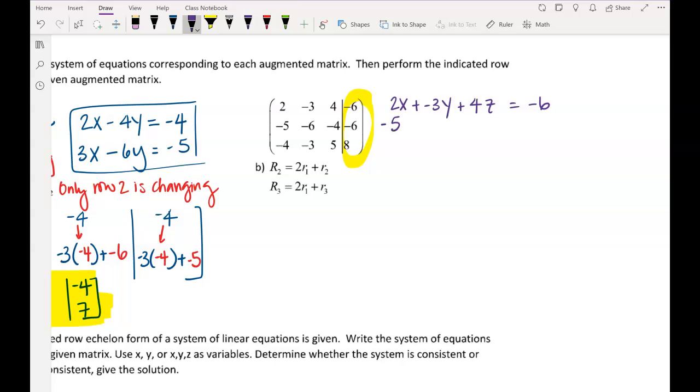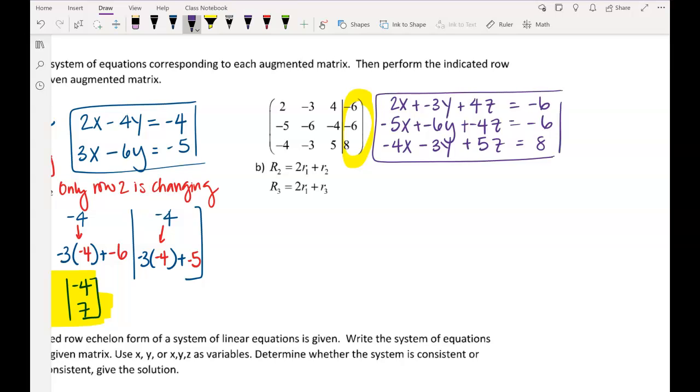This is now negative 5x plus negative 6y plus negative 4z equals negative 6. And yes, you can just go straight to negative 5x minus 6y minus 4z. You don't need to do a plus and then a negative, okay? Then your third equation is negative 4x minus 3y plus 5z equals 8. Box that up because that is one set of the instructions, okay?